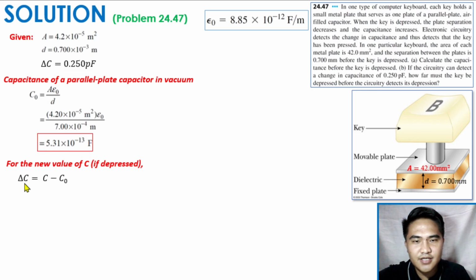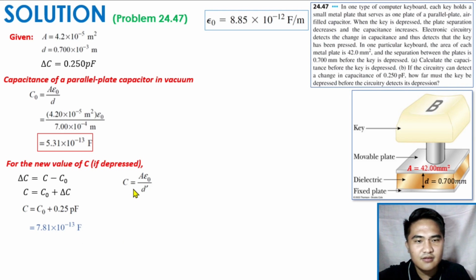We may use this. Change in capacitance is equal to the final capacitance minus the initial capacitance. We already have the value for the initial capacitance. So rearranging this to solve for the new value of C, and substituting the value of our initial capacitance, which is 5.31 times 10 to the negative 13 farad plus 0.25 picofarad, we will have 7.81 times 10 to the negative 13 farad.